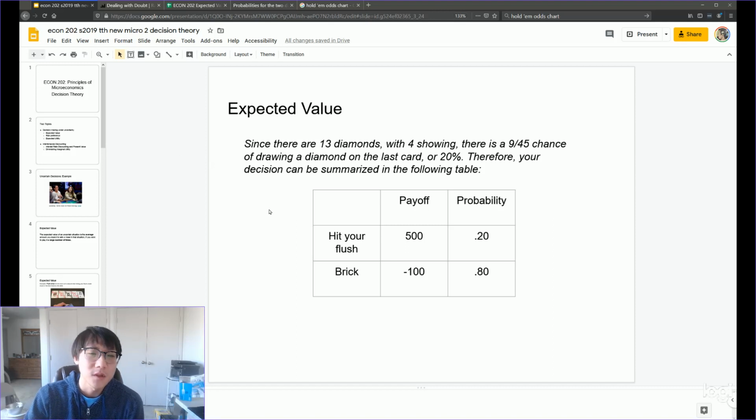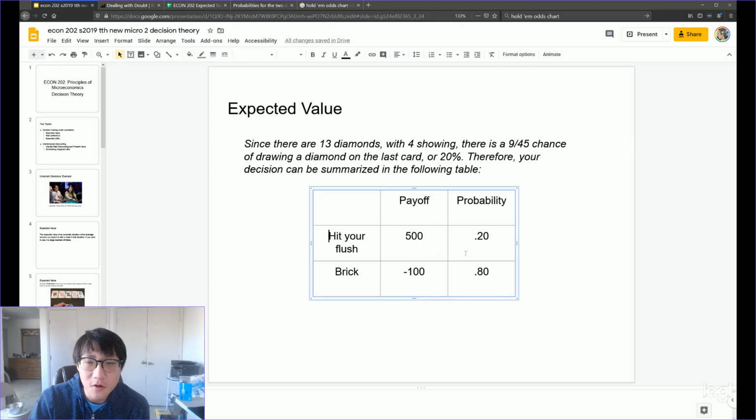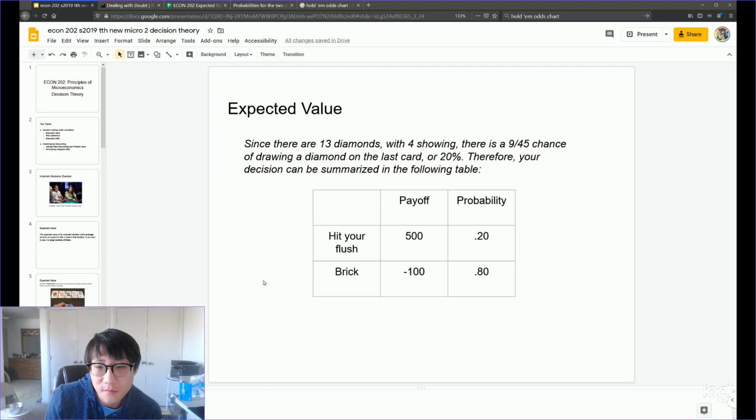And so your decision can be summarized in the following table. You either hit your flush, in which case you win $500, and that happens with a probability of 20%, or 1 in 5. Or you brick and miss your flush, somebody else wins the hand, and you would lose the $100 that you bet. That's going to happen with 80% probability. And so what do you do in this situation?